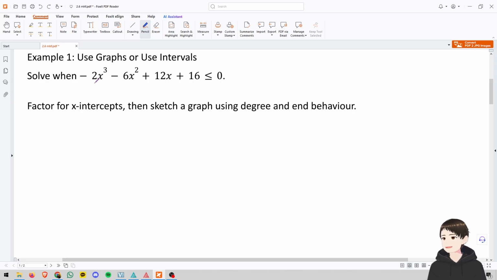Let's do it. I see that -2, -6, -12, and so on, they are all multiples of 2. So I am going to factor that -2 out.